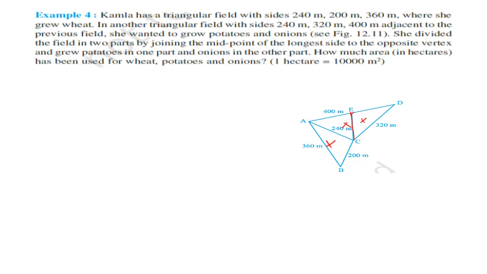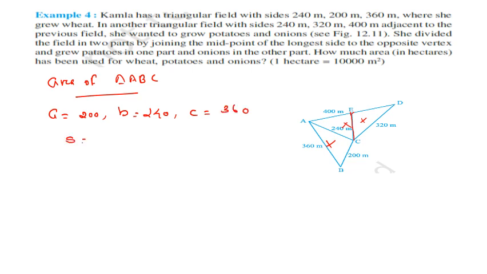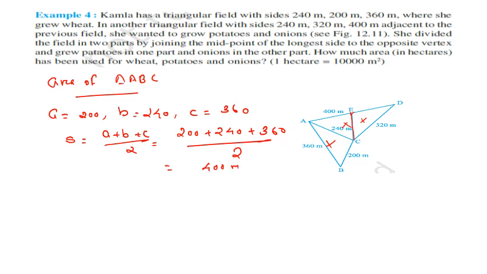So what is it? Area of triangle ABC. What is a? a is equal to 200. b is equal to 240. c is equal to 360. So what is s? s is equal to (a plus b plus c) by 2. So (200 plus 240 plus 360) by 2. So what is the answer? 400 meter. This is s.